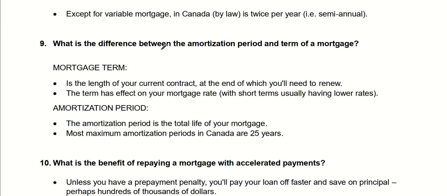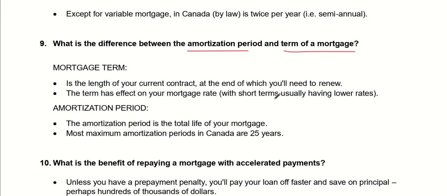So, what is the difference between an amortization period and a term of the mortgage? The term of the mortgage is the length of the current contract. So, you get a contract, and at the end, you have to renew that contract. And the term basically affects your mortgage rate. At the end, when you renew it, you can change those conditions. You can renegotiate them.